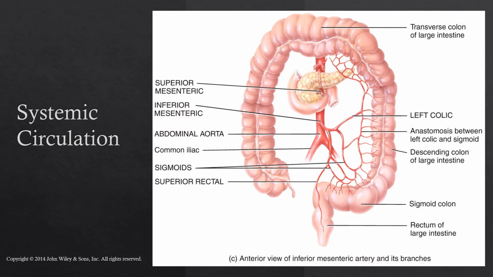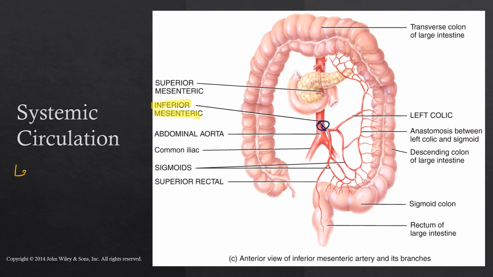Now next we have the inferior mesenteric artery, which is this branch right here, and it comes out of the anterior aspect of the abdominal aorta as well, and it comes out at the level of the third lumbar vertebrae and then passes inferiorly to the left of the aorta. You can see here, and it has 3 branches.